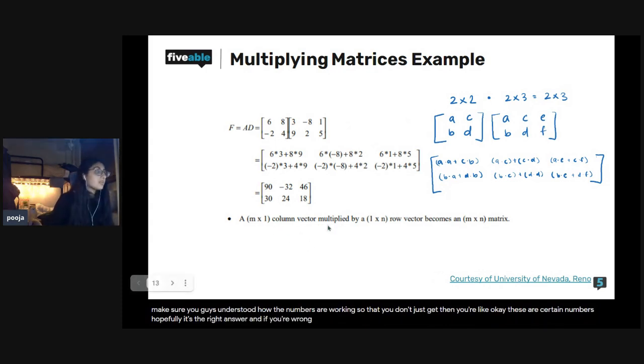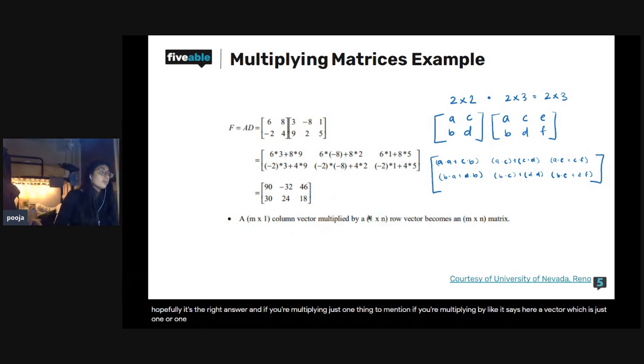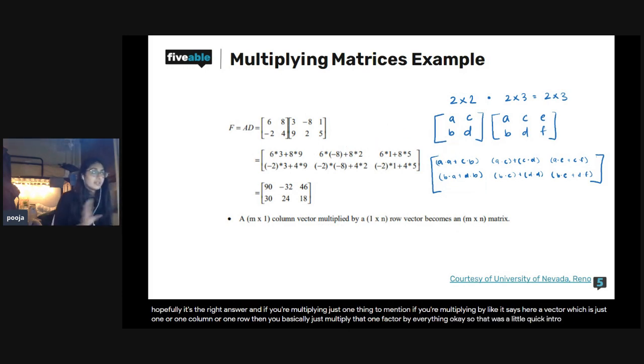And if you're multiplying, just one thing to mention, if you're multiplying by, like it says here, a vector, which is just one column or one row, then you basically just multiply that one factor by everything. Okay? So that was a little quick intro into multiplying matrices.